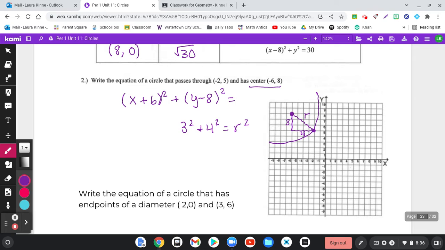Or again, you could use distance. 9 and 16 gives you 25. And the square root of that would be 5. So if your radius is 5, then in this it would be, remember, it's your radius squared, 25.